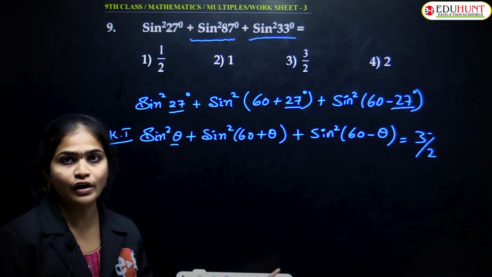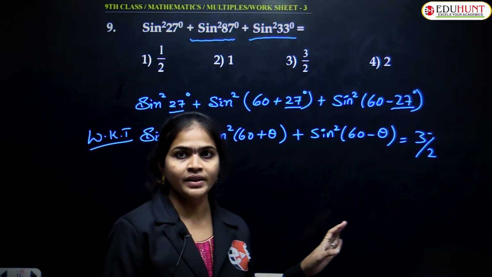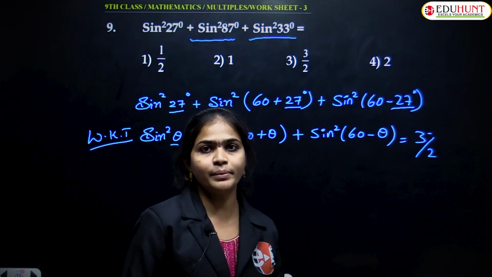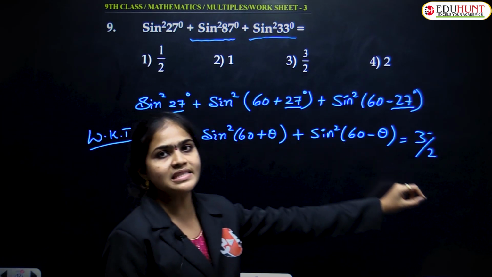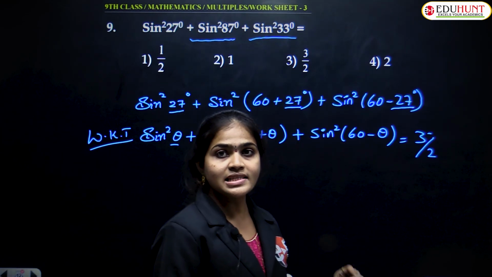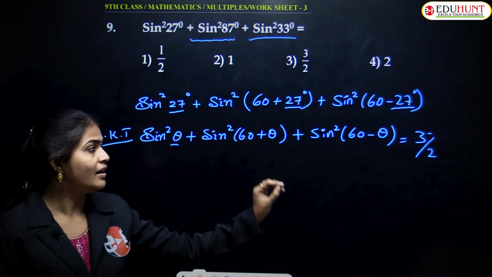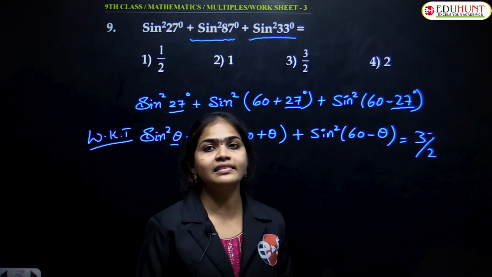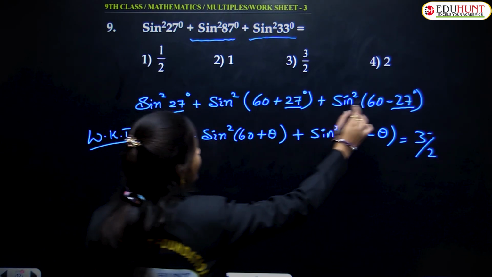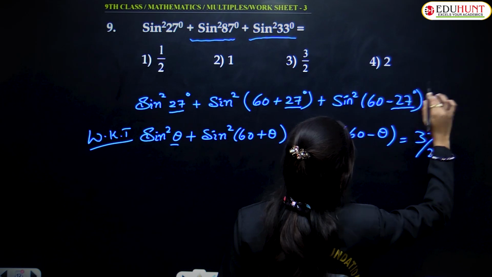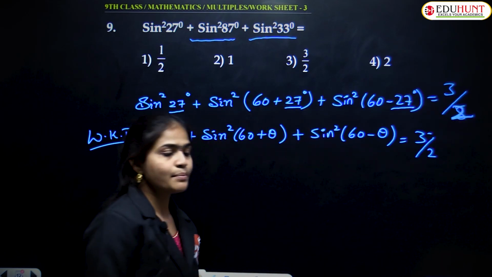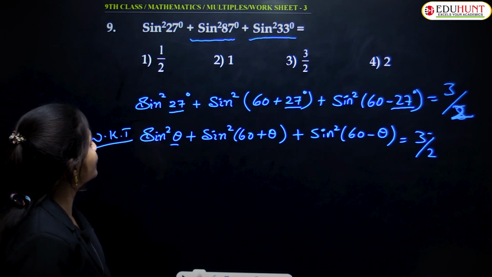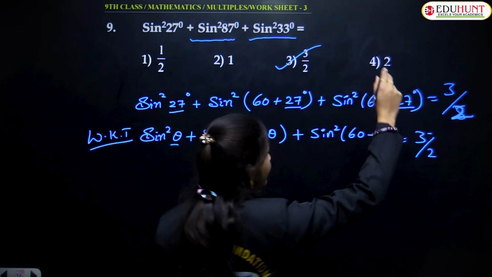Already we know the proof also. Whatever the angle theta may be, if it is in the form of sin square theta plus sin square 60 plus theta plus sin square 60 minus theta, then the answer is always 3 by 2. So the value of this expression is 3 by 2. What is the answer? 3 by 2. Which option is correct? Yes, option 3 is correct.